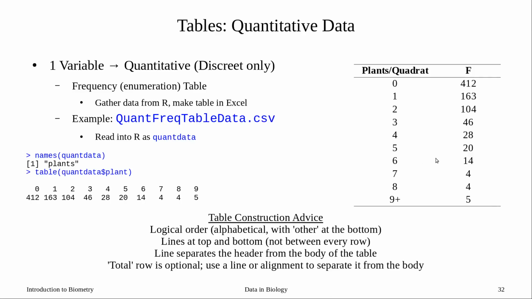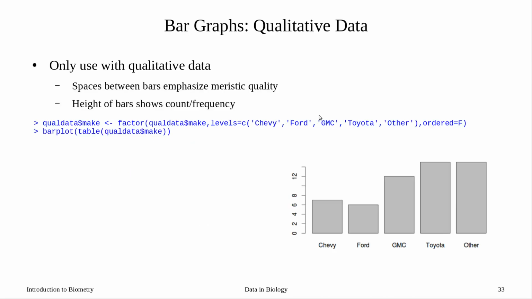So I can give it in the text of the manuscript or in the table legend and say we had 800 grids. That's the sum. So total doesn't really give us any more information. But with these discrete data, we can do a frequency table and we make it the exact same way as if we had qualitative data.